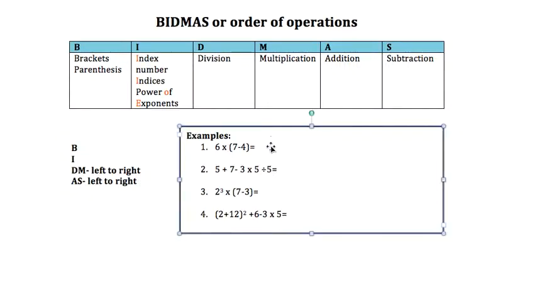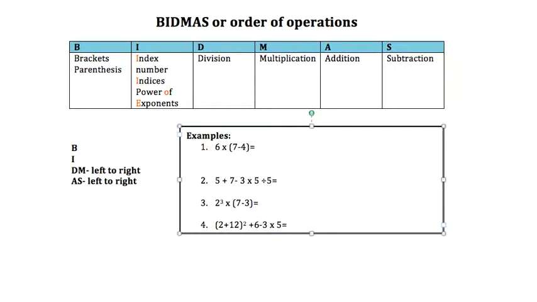Okay, so I'm going to show you how you could answer some of these questions here, and I'm just going to write out my thinking underneath it as well. Okay, so our first question here says 6 times 7, and then we've got a bracketed equation here of 7 take away 4. So we know from our order of operations or our Bidmas acronym that we have to do our brackets first. So 6 times, we can write that again. And then 7 take away 4 is 3. So 6 times 3 is 18.